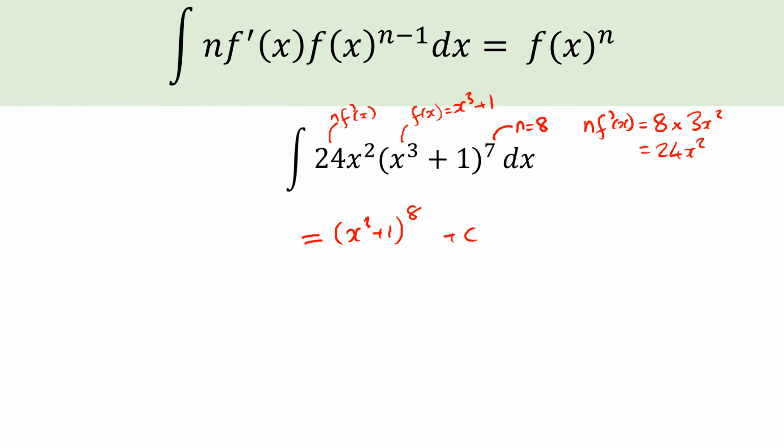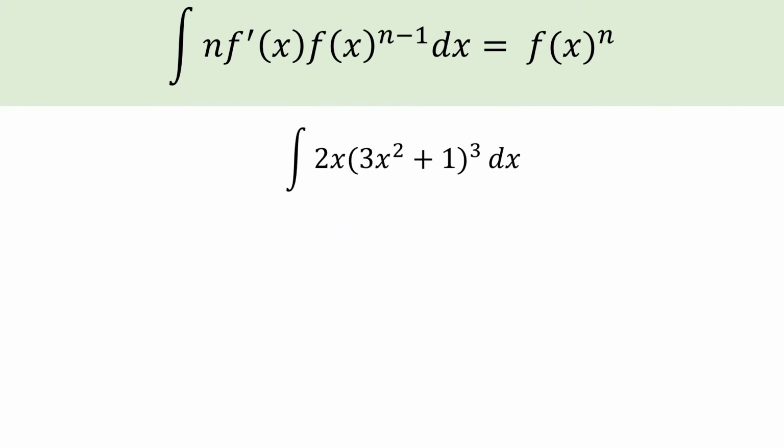Plus c, probably. Now that was the ideal case. That was the one where we didn't have to do any messing around with it. It just worked perfectly first time. That's not always going to be true, and these next few examples will show you how. So let's start with this one. Again, we start from the right-hand side.